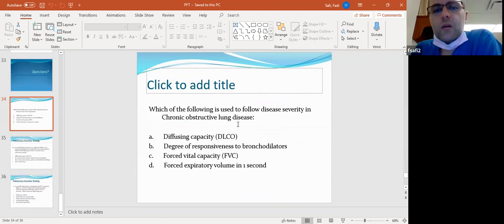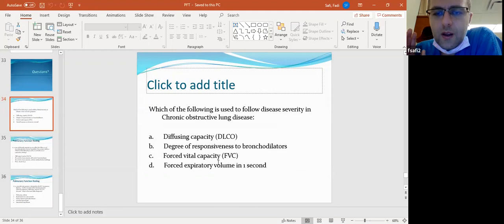So which of the following is used to follow disease severity in COPD? For chronic obstructive pulmonary disease, what do you focus on for disease severity? Is it diffusing capacity? No. Is it degree of responsiveness to bronchodilator? Also no. Is it the forced vital capacity for the obstructive lung disease? No, it's the FEV1. The FEV1 is the one that determines the degree of obstruction, mild, moderate, or severe.